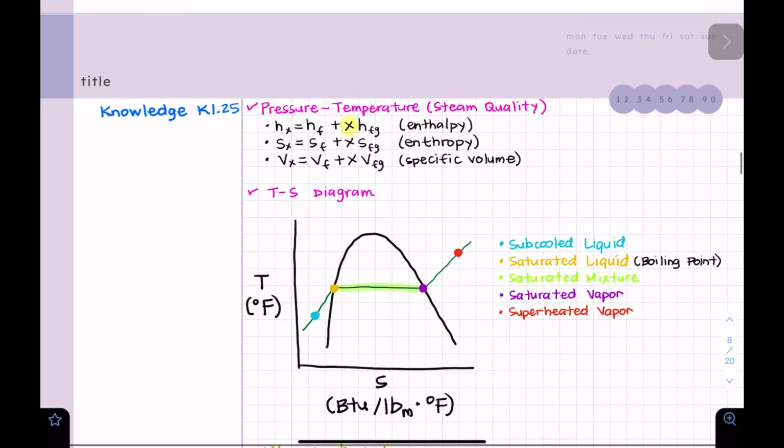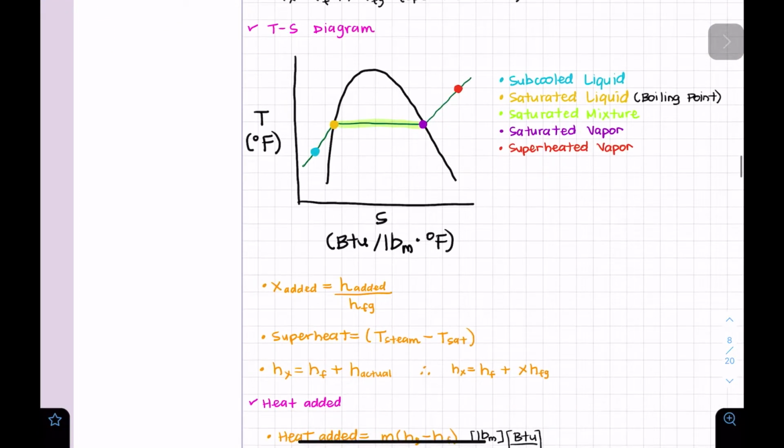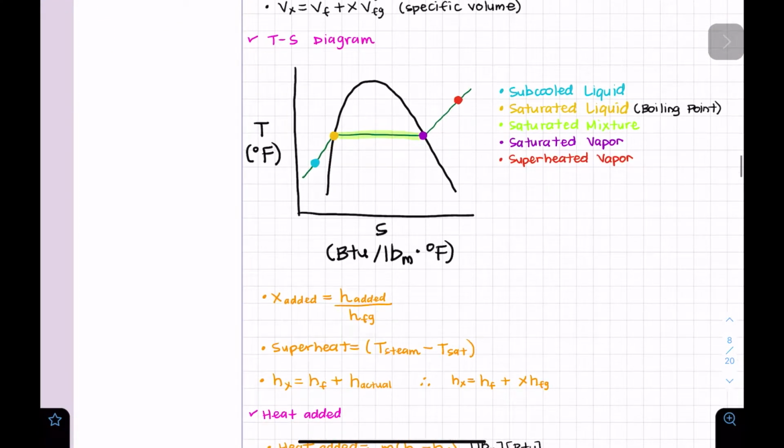So now, pressure and temperature. Remember this formula that will help us to calculate the quality. If we're given enthalpy, entropy, or a specific volume, it doesn't matter, we will be able to calculate the quality. Again, the TS diagram. Remember that we talk about these points on our TS diagram: subcooled liquid, saturated mixture, saturated vapor, and superheated vapor.